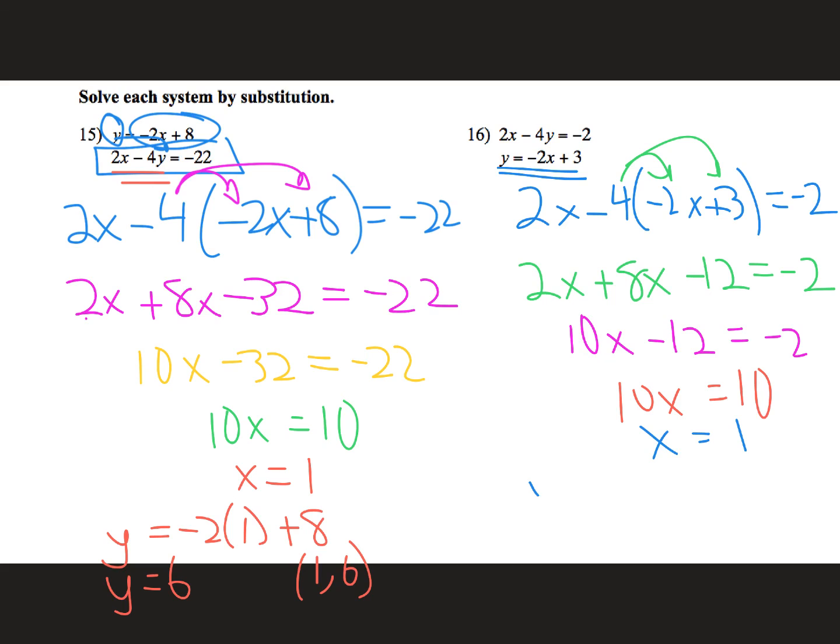I would plug it in here. Negative 2 times 1 plus 3 is negative 2 plus 3 is 1. So my point here is 1, 1. If you plug that back in here, 2 times 1 is 2. 4 times 1 is 4. 2 minus 4 is negative 2. Whew. I'm tired. All right, I did it all.